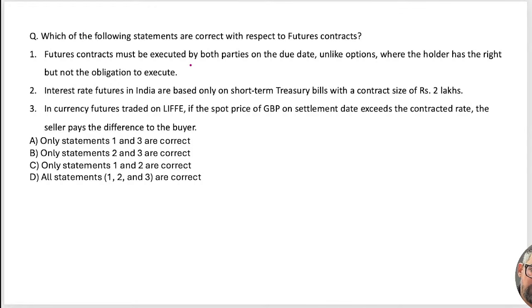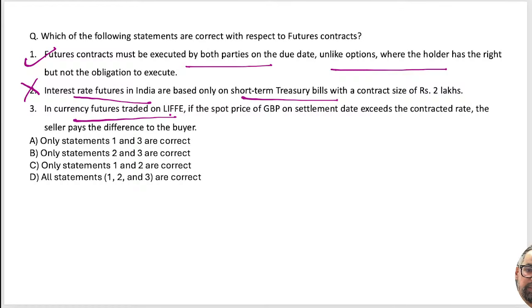So future contract must be executed by both parties on the due date, unlike options which have a choice. Interest rate futures in India are based on short-term treasury bills with a contract size of 2 lakh. This should be correct, right? Interest rate futures are linked with GSEC, government securities, and mostly it is bonds and others. This should be wrong.